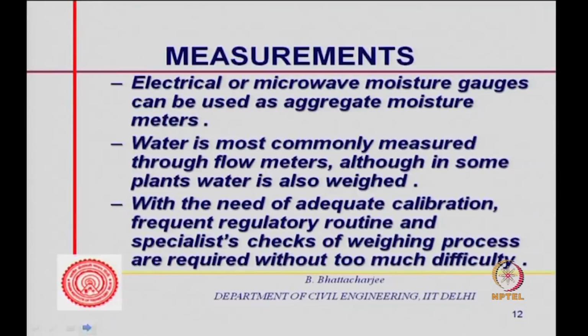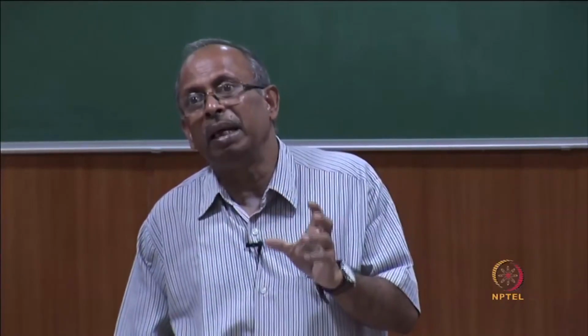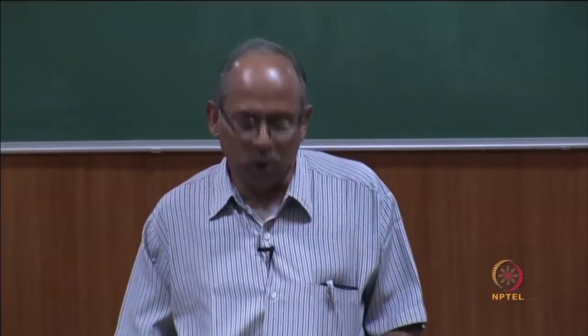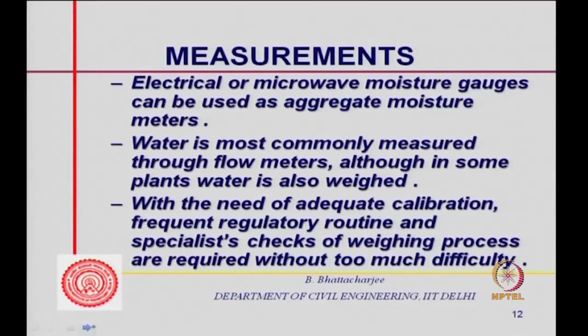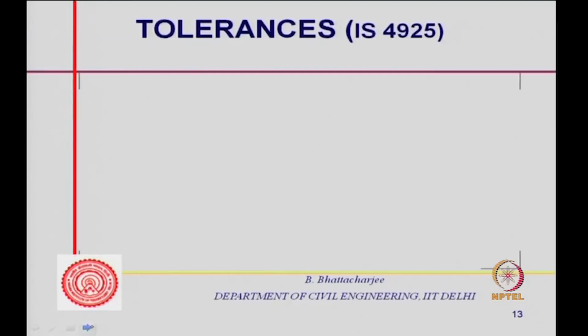This must be regularly calibrated as regulatory routine practice, and sometimes you might even do a specialist check of the weighing process, because otherwise you can have problems with quality control. If you do not give the right kind of proportions, you will not get the right kind of properties. So, the system should be such that you should be able to check the calibration without too much difficulty, right? So, that is the batching process.